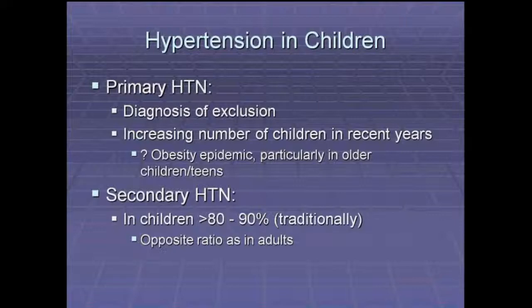And you'll notice that this is clearly the opposite ratio as it is in adults, whereas in adults, greater than 90% of their hypertension is essential hypertension, and we just shrug it off as we don't know why you have hypertension. And in a minority of cases, there's an underlying secondary cause. But again, in children, the vast majority have secondary causes, of which renal vascular hypertension is a significant proportion.